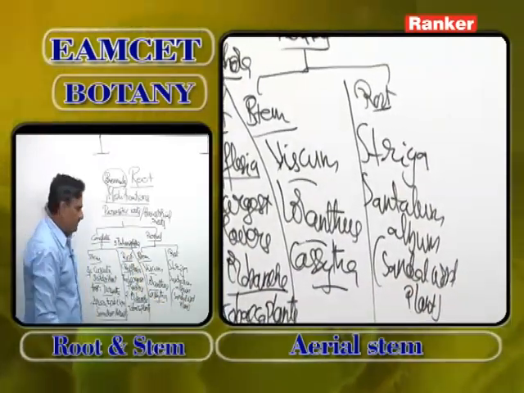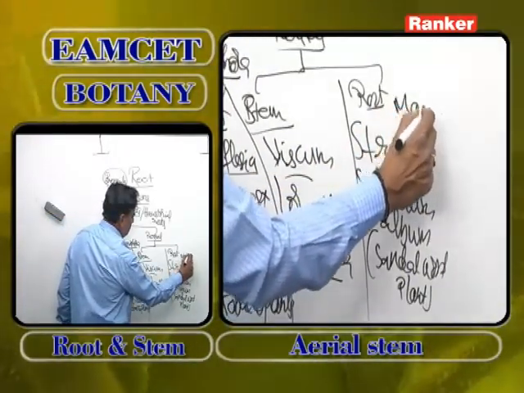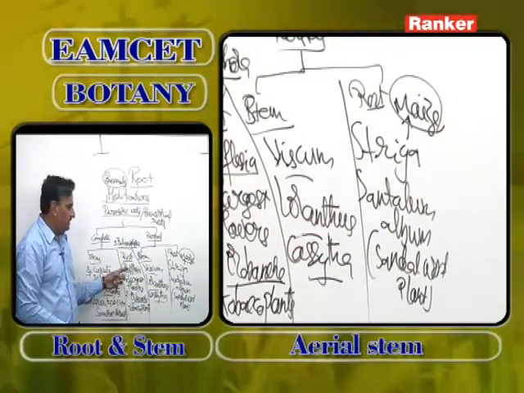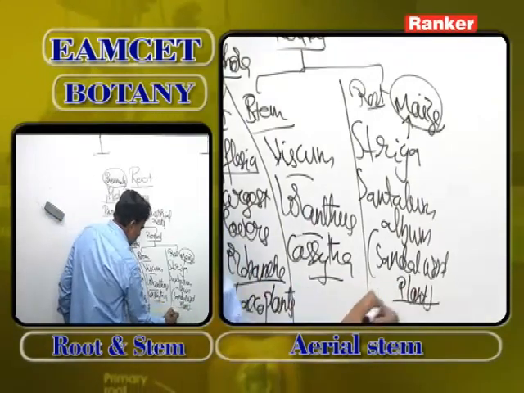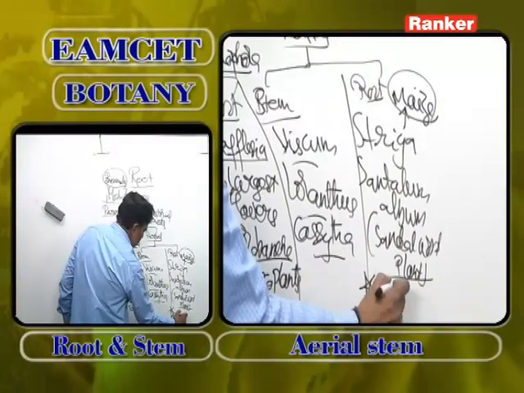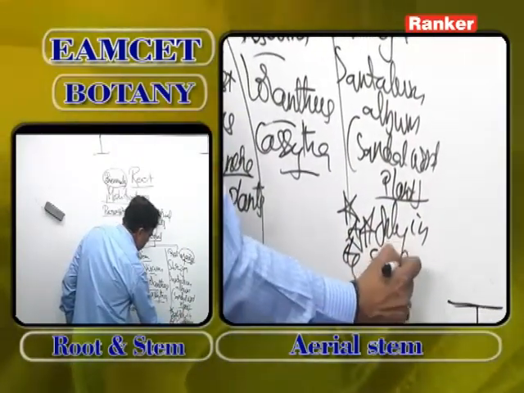The speciality of Striga is it is a partial root parasite mostly on maize roots. Santalum album, sandalwood, very important bit, very, very important bit. It is a partial root parasite only in its seedling stage.